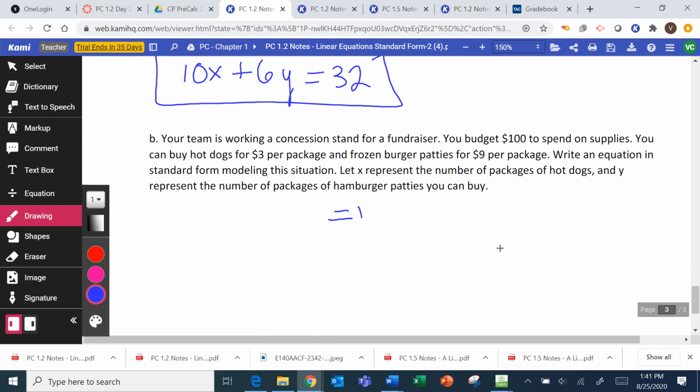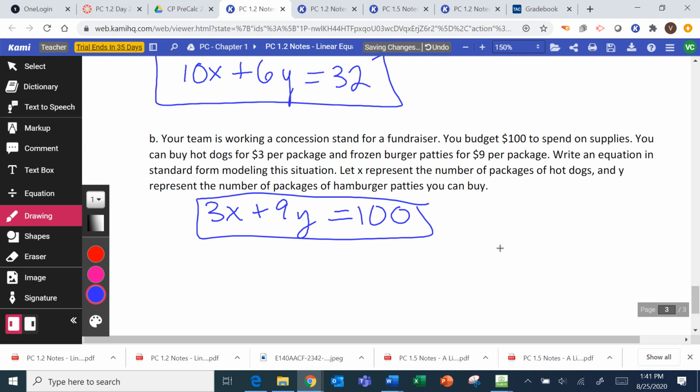The total is 100. Malachi, do you know what we'd write? 3x plus 9y equals 100? Perfect. Okay, so that's the first notes.